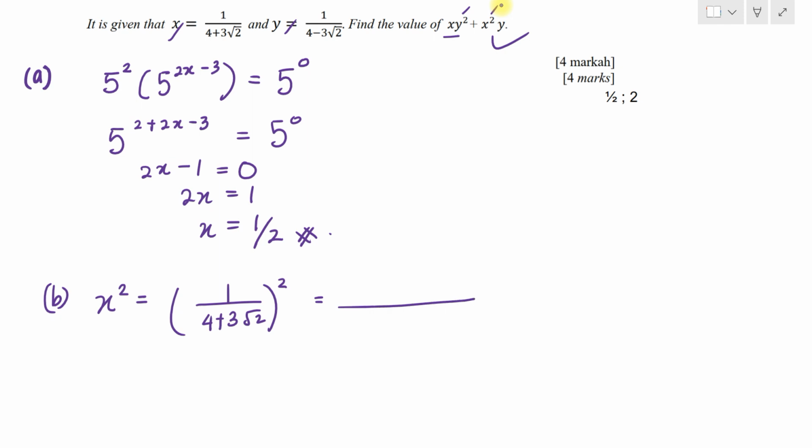Okay, what does it mean? The numerator also has to be squared, the denominator also has to be squared. So 1 square is 1. 4 plus 3 surd 2.